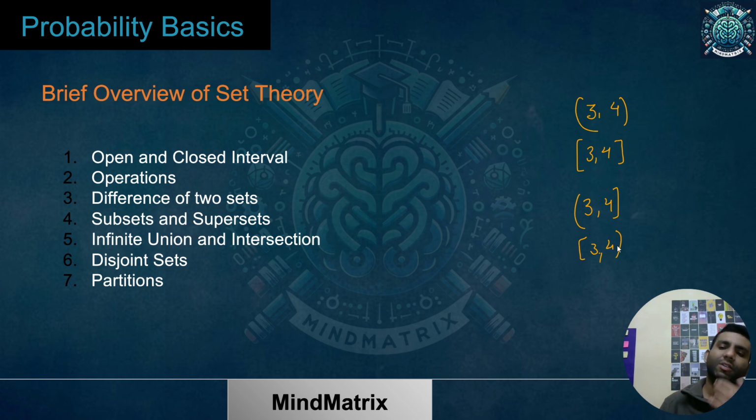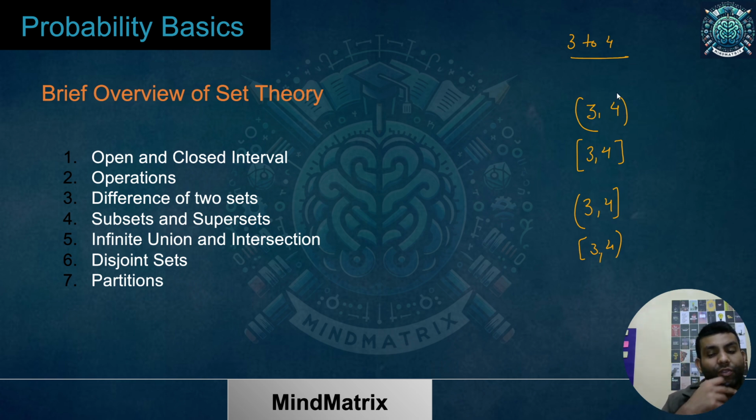So what do these things represent? This interval tells me what is being included in my set. We might represent a range of numbers with the help of an interval. In all of these, we are talking about 3 to 4, whatever numbers are there. But whether 3 and 4 are included or not is represented by the kind of bracket we have used, whether it is a square bracket or a normal bracket, a parenthesis.